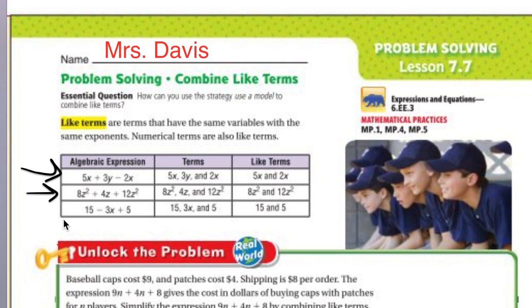Okay, so next, 15 minus 3x plus 5. 15 and 5 are the like terms. 3x is a term, but it is not the same as 15 and 5. So if you were to simplify this expression, you would have 20, because 15 plus 5 is 20, minus 3x.